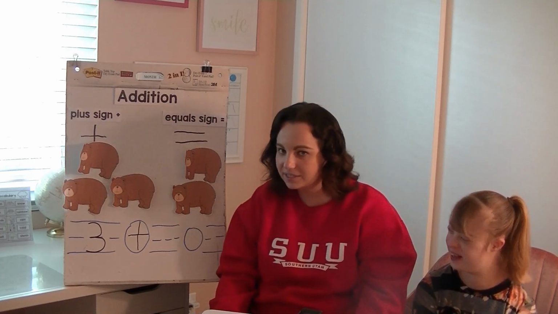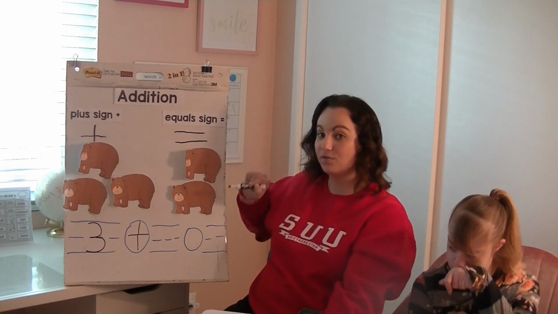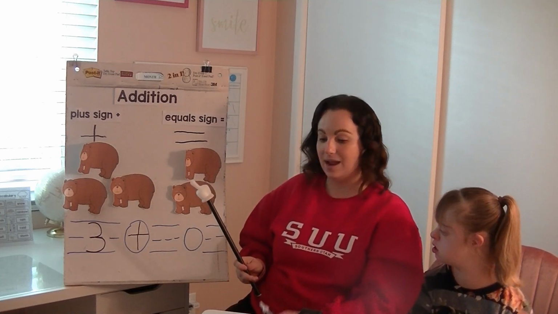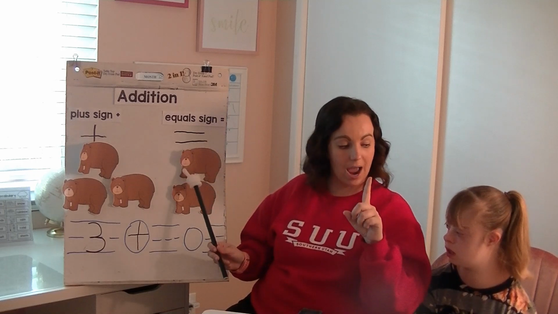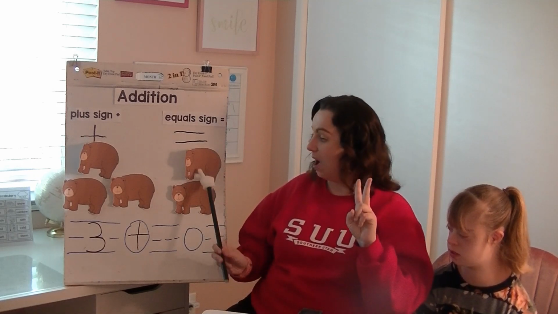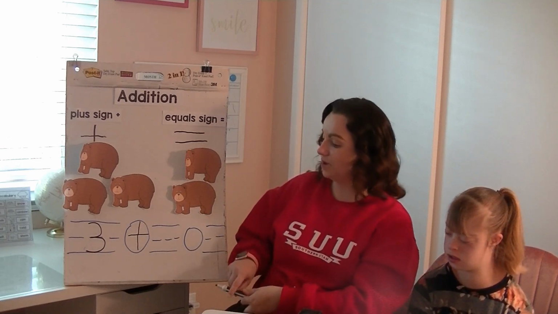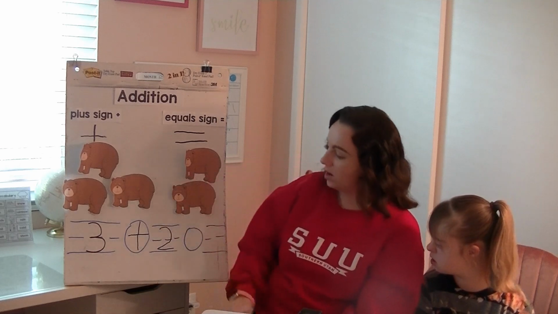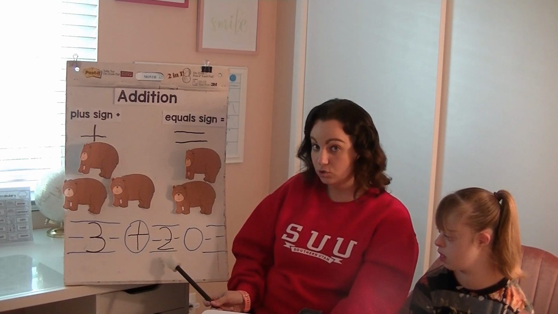Okay, hopefully you had enough think time. If not, pause us. How many bears are in this group over here? Let's go ahead and count to double check and see. Ready, set, count with me. 1, 2. How many bears are in this group? I would say 2. So we're going to write 2 over here. Okay. So our problem so far says 3 plus 2.